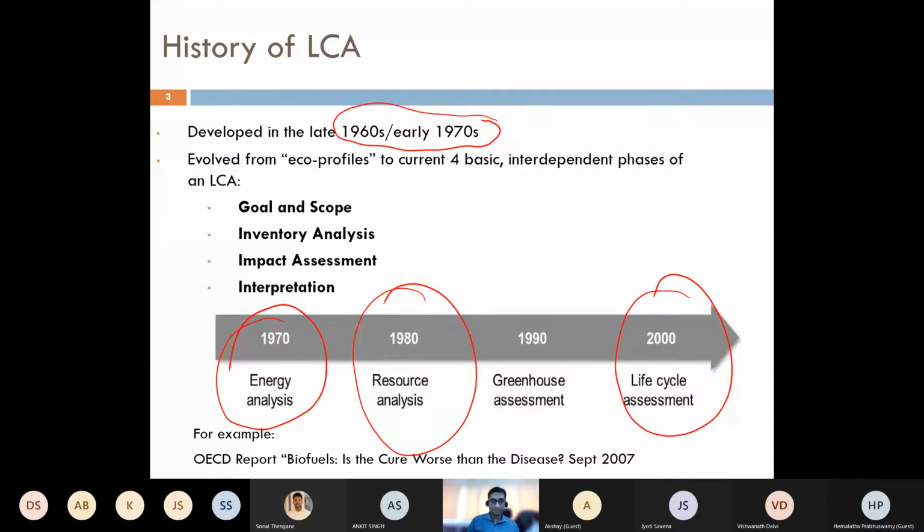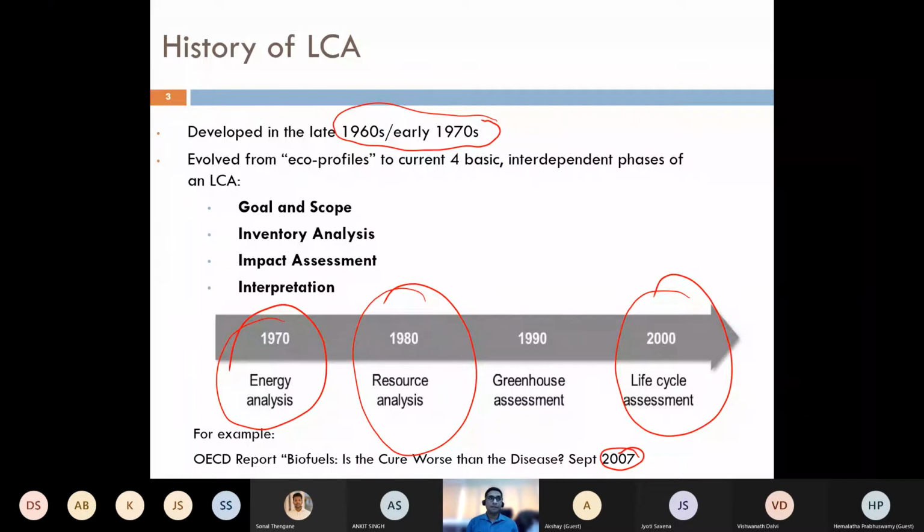Again, just to give you an example, in the year 2007, the OECD, the Organisation for Economic Co-operation and Development, an organization of developed countries of the world, came up with a very nice report. You might want to study it. It says, biofuels: is the cure worse than the disease? This was around 2005, when biodiesel was gaining a lot of importance, specifically in the US. They had huge corn fields, they still have, and they were using that corn to produce biodiesel. And the report was about evaluating the effect of that biodiesel use on the environment.